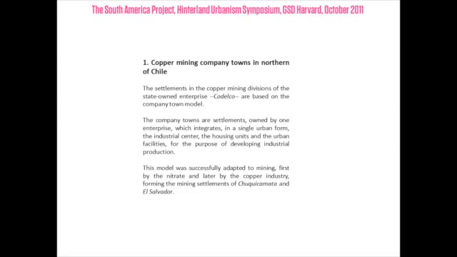One, copper mining company towns in northern Chile. The settlements in the copper mining divisions of the state-owned enterprise Codelco are based on the company town model. The company towns are settlements owned by one enterprise which integrates in a single urban form the industrial center, the housing units, and the urban facilities for the purpose of developing industrial production. This model was successfully adapted to mining, first by the nitrate and later by the copper industry, forming the mining settlements of Chuquicamata and El Salvador.